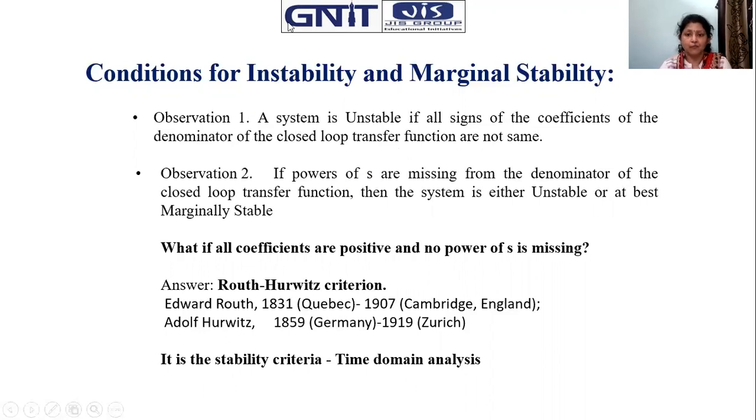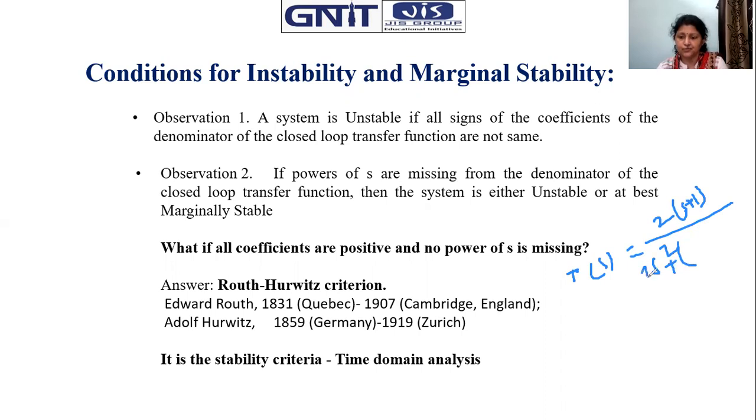That means what I want to say is, suppose we have a system having a transfer function with certain values of the zeros and the poles, in polynomial form: 2s cube plus 5s square minus 2s plus 1.